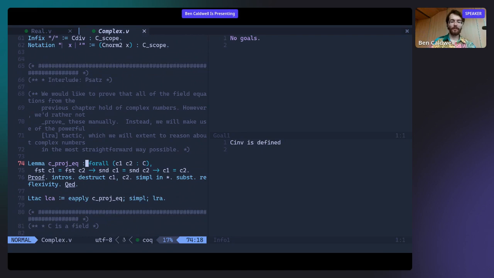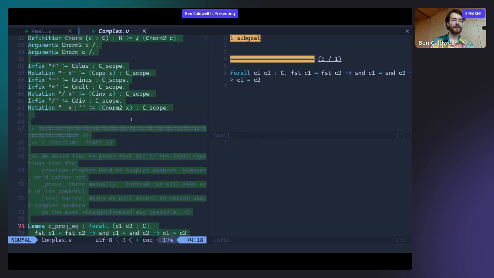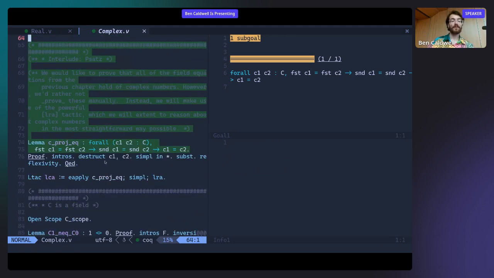So the first thing we're going to do is give notations for all of these. Everything else is the same way it was, but we also have a norm, which is given by first c squared plus second c squared, the standard norm. And so that has its own notation as well.